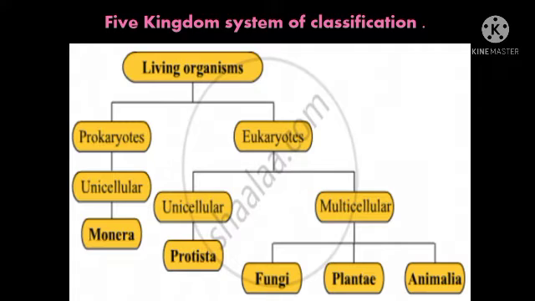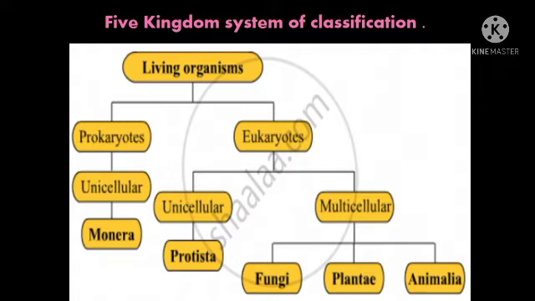Now students, we can see the second term of eukaryotes is multicellular. First of all, we know students, multicellular means organisms made up of many cells. So, our next three kingdoms, that is kingdom 3 Fungi, kingdom 4 Plantae and kingdom 5 Animalia, come under the condition that is eukaryotes and multicellular. So, kingdom Fungi, kingdom Plantae and kingdom Animalia are eukaryotes and multicellular organisms. Let's see how they differ from each other one by one.